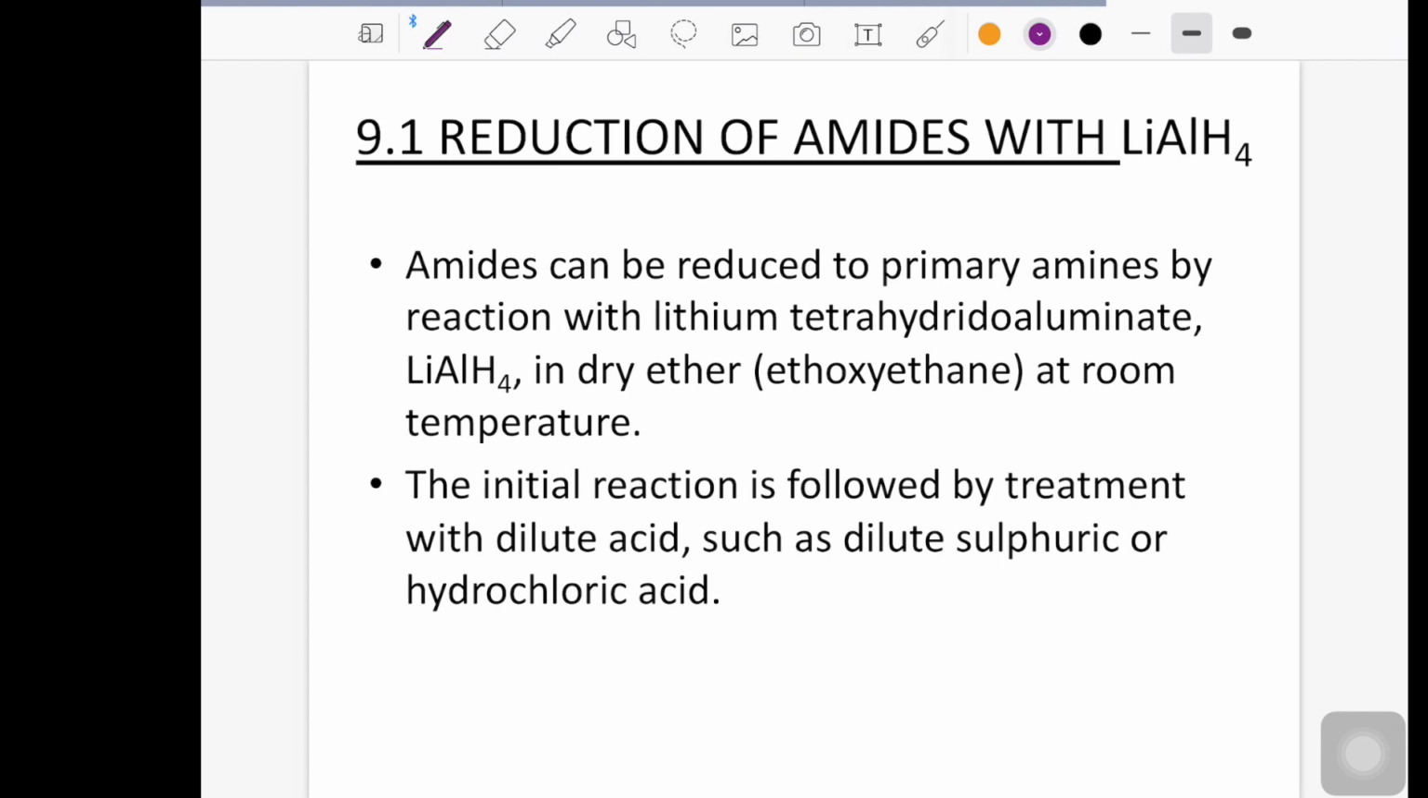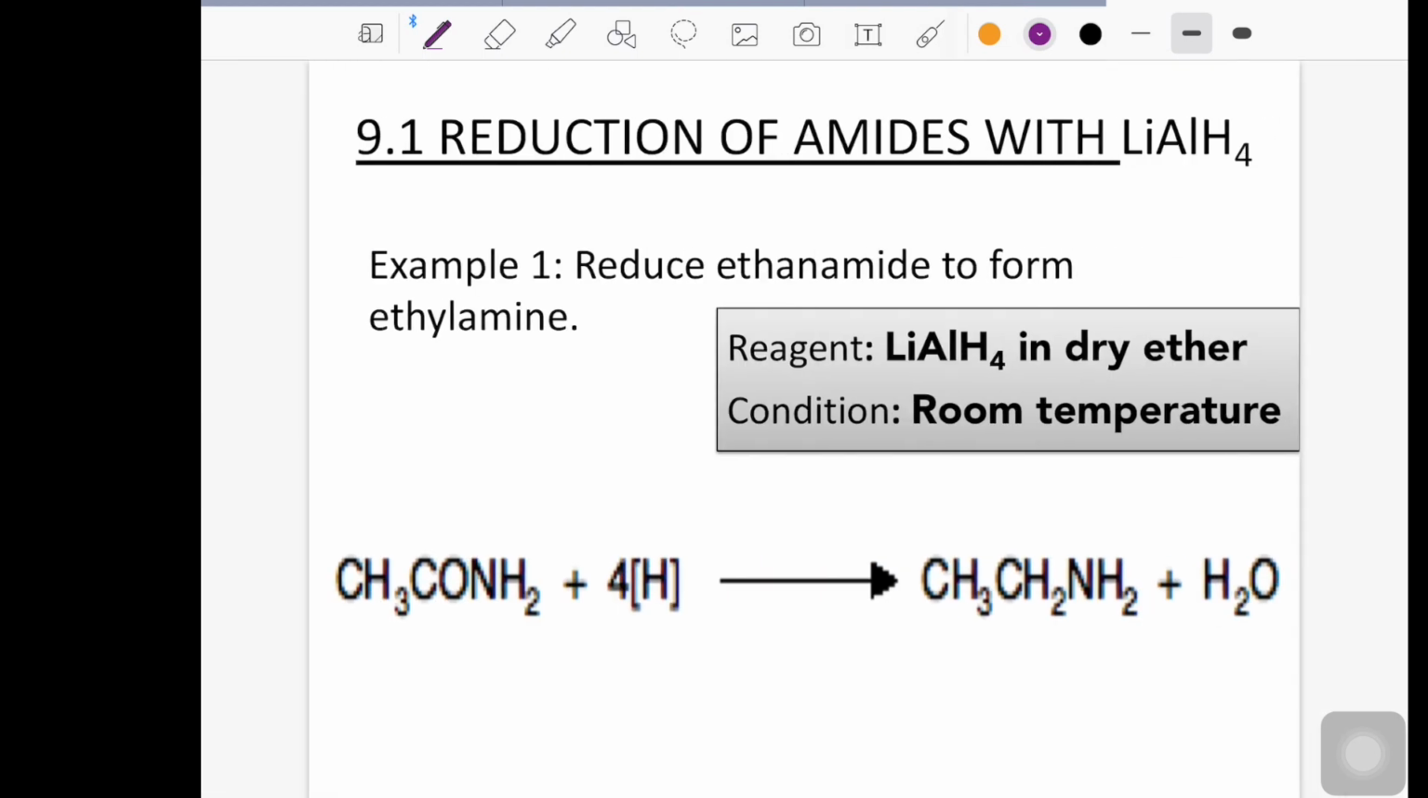The initial reaction is followed by treatment with dilute acids such as dilute sulfuric acid or hydrochloric acid, but that's just extra. Now this is an example of a reduction of amides with lithium aluminium hydride. What happens? It changes the atoms of the double bond, not really all the atoms. If I want to add hydrogen, I'll use maybe a green color. The H plus is just to balance.